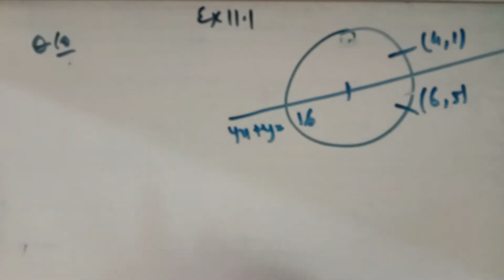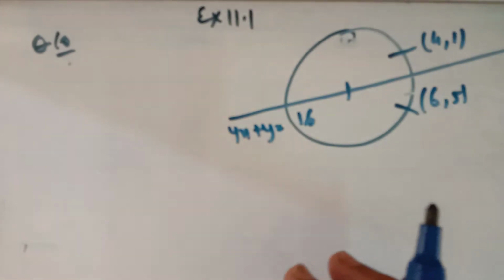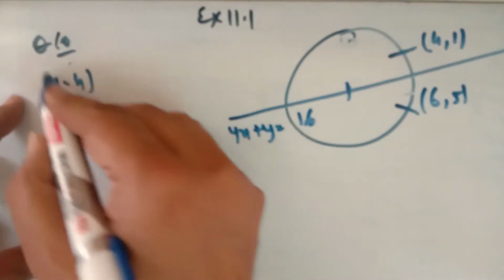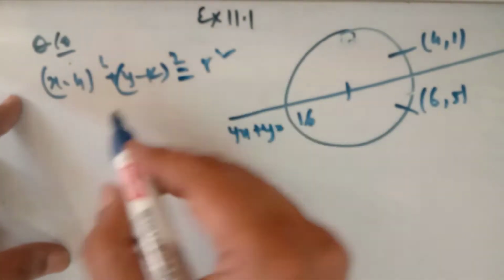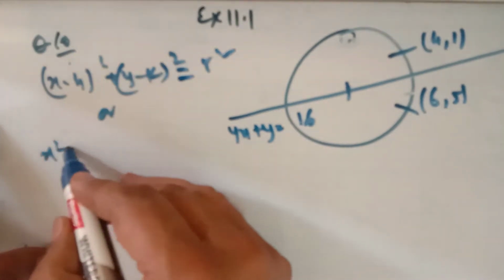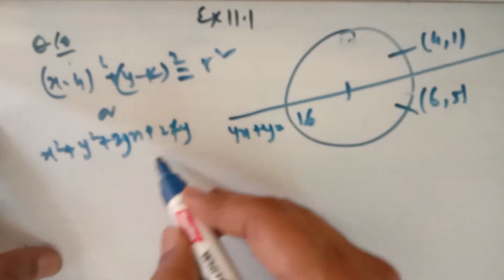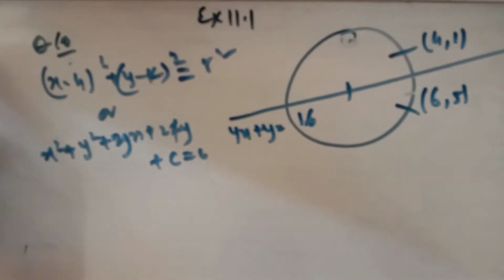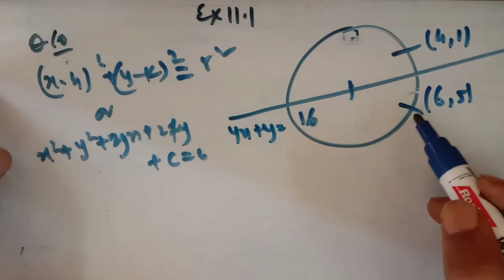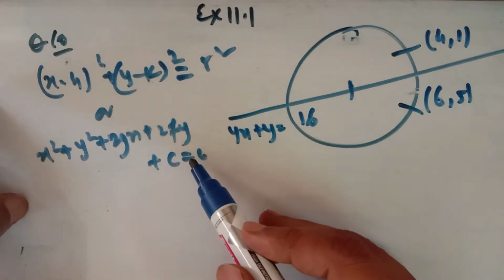Now we can find the equation of the circle using any one of the formulas, either this formula, (x minus h) whole square plus (y minus k) whole square is equal to r square, or the general equation of the circle, x square plus y square plus 2gx plus 2fy plus c equal to 0. You can use either, because these 2 points lie on the circle and will satisfy this equation.